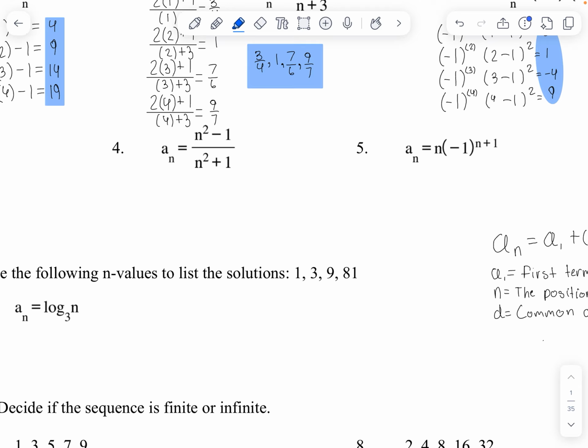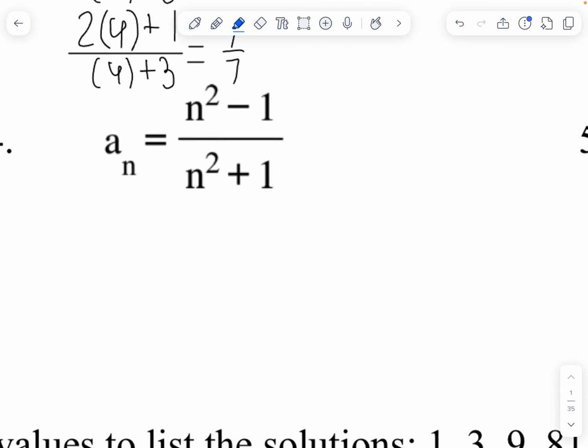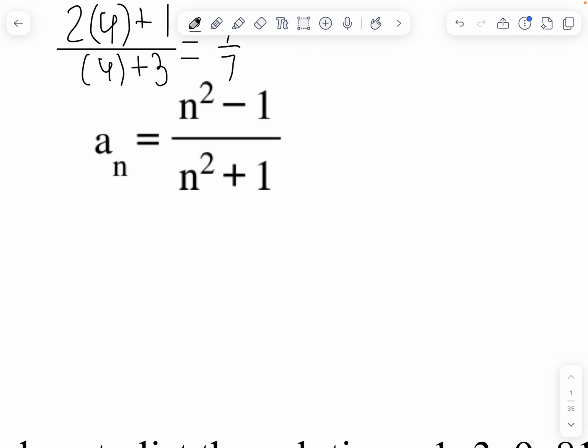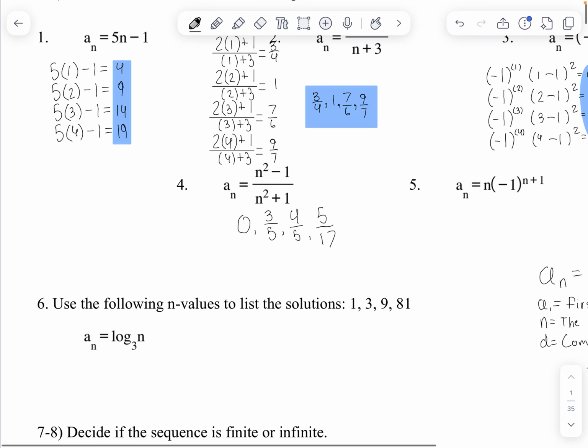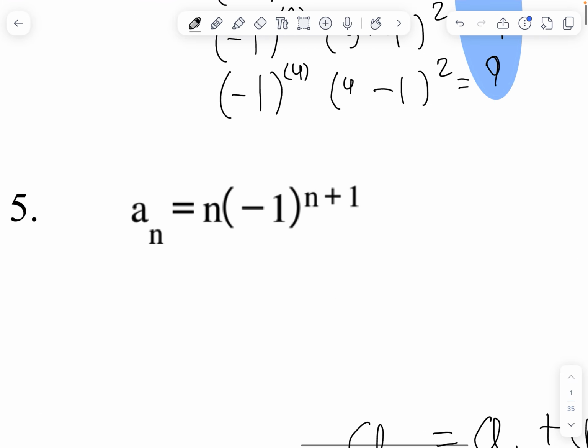Use the following n values. And since you guys probably get the gist of it, the answer for this is 0, 3 over 5, 4 over 5, 5 over 17. And you can pause the video here if you want to know what the answer is.